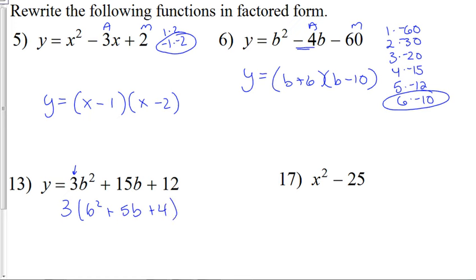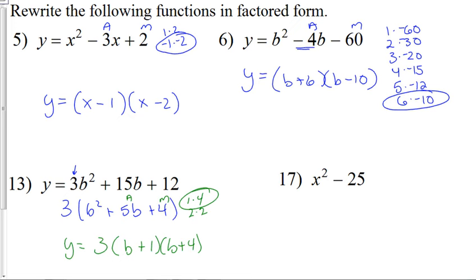And then it's the same thing you were just doing. Two numbers that multiply to be 4 and add to be 5. All the numbers that multiply to be 4, and the one that adds to be 5 is 1 and 4. So our factor bundles are b plus 1 and b plus 4. But don't forget that 3 that you divided to begin with.